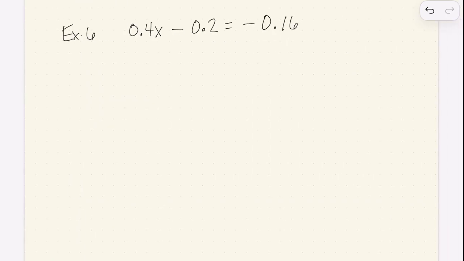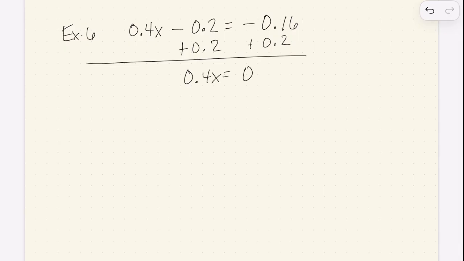Okay, last example. We have decimals. I have 0.4x minus 0.2 equals negative 0.16. So I am going to add 0.2 to both sides. And I am left with 0.4x is equal to 0.04. I'm going to divide by 0.4. Have to do it to both sides. And then I get x equals 0.1.